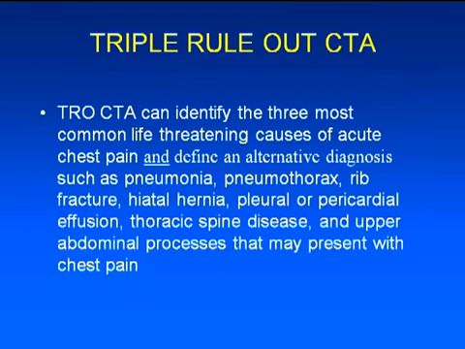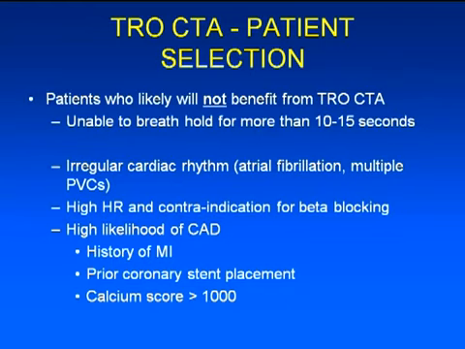So let's say you have a patient and you decide, okay, this patient has an acceptable pretest likelihood of having the three diseases. You have to be careful for patients who will not benefit from a triple rule out. For example, if the patient is unable to hold their breath for 10, 15 seconds, you shouldn't be doing it in the first place because you're going to have respiratory motion and it's going to be a non-diagnostic test anyways. So what's the point of doing it? The patient has to be able to hold the breath for about 15 seconds.